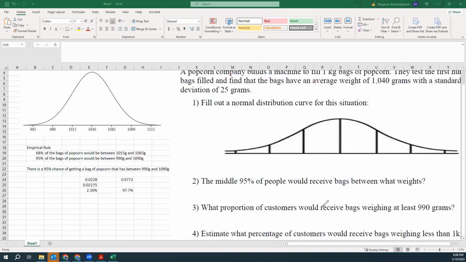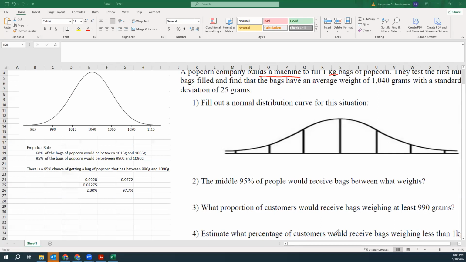What percentage of customers would receive bags weighing less than 1 kilogram? The interesting thing about this is that we're trying to make sure the bags have more than a kilogram, because I'm selling kilogram bags of popcorn. If I have to prove to the FDA that I'm actually giving people what they bought, then I've got to make sure my machine is calibrated properly. So that's where this question would be interesting.